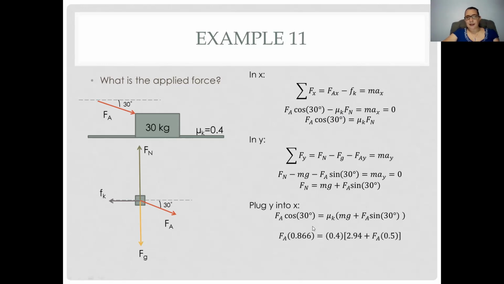So simplifying this and plugging in the numbers that we know, the cosine of 30 degrees is 0.866. Our coefficient of kinetic friction is 0.4. Mass times g, 30 kilograms times 9.8. And our applied force times the sine of 30 gives us an applied force of 177 newtons. Okay, so we can see how friction does kind of complicate things in these scenarios, but it's not impossible to deal with.